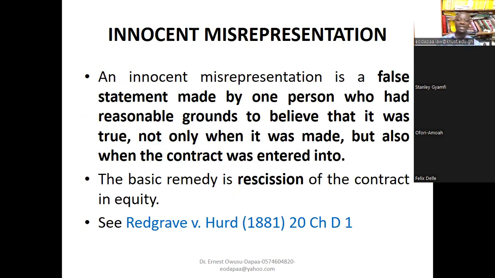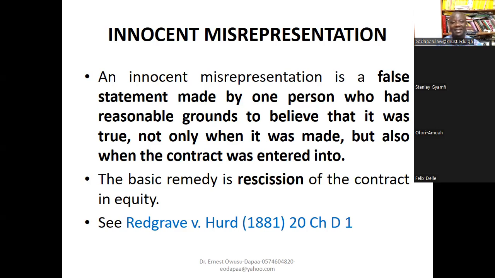What is innocent misrepresentation? Misrepresentation is innocent where a false statement is made by one person who had reasonable grounds to believe that it was true, not only when it was made, but also when the contract was entered into. So the representor made the statement believing it to be true, and felt that it was true when he made it.